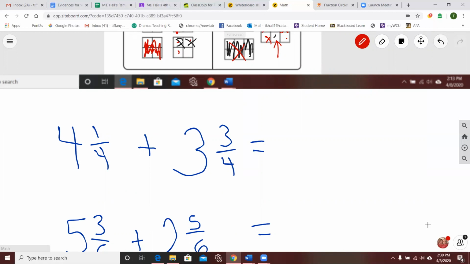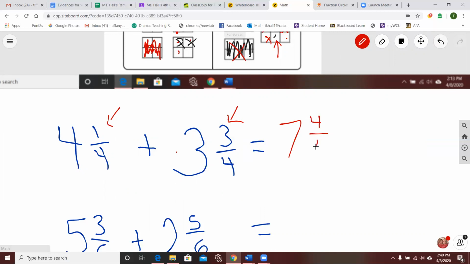Now, all of these you could draw models, but I'm going to show you some quick ways without having to draw a model, because we've used the model. So these are just some steps in case you did not draw a model, because remember, it's up to you whether you draw the model or you don't. Okay, so let's start with the first one, 4 1/4 plus 3 3/4. So first thing I do is I'm going to add my whole numbers. 4 plus 3, that gives me 7. Then I'm going to add my fractions, which are 1/4 and 3/4, and that gives me 4/4.